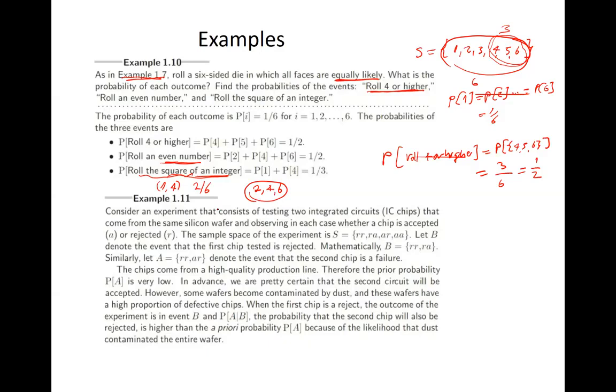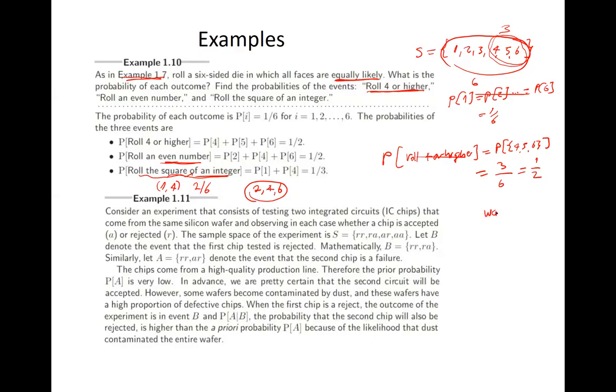Okay. Next example is about IC testing again. We have two integrated circuits that come from the same silicon wafer, and we observe in each case whether a chip is accepted or rejected. Okay?